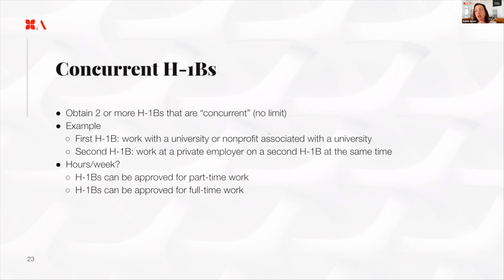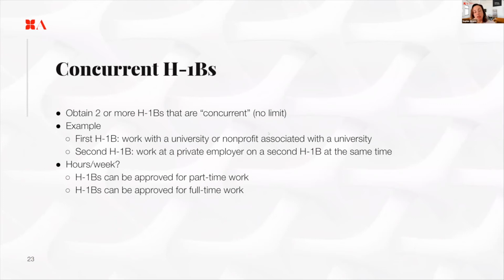But you could have 2 H-1Bs for 20 hours a week each, for example, or 1 H-1B for 40 hours a week, and then you get a 5-hour-a-week advisory role at a startup and they want to pay you in equity and cash, so they get you a 5-hour-a-week H-1B so that you can legally do that advisory work as well. So concurrent H-1Bs exist, 2 H-1Bs at the same time. And here is how this can work, and I'll go into case studies and more details in a minute.